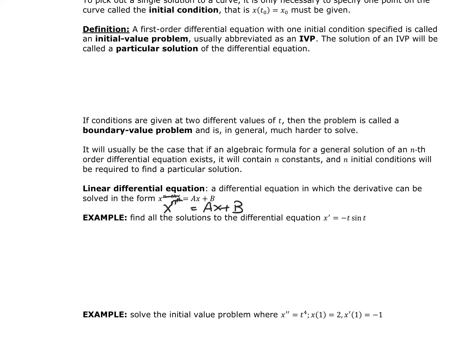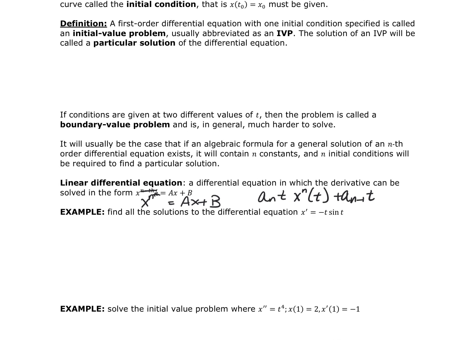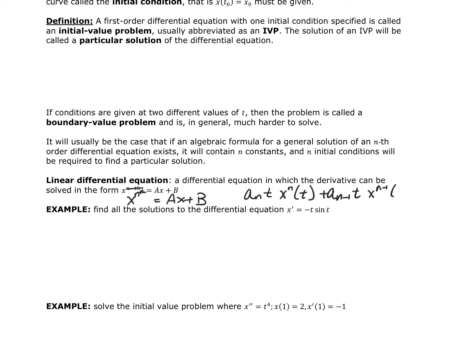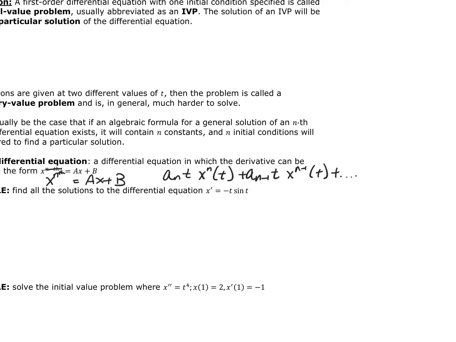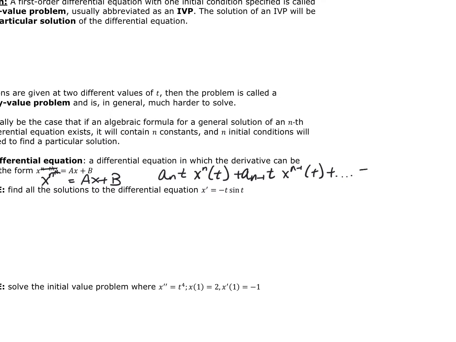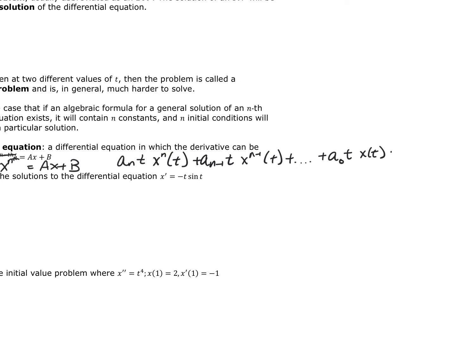So another way you might see this is a sub n of t times x to the nth derivative of t, plus a sub n minus 1 of t times x to the n minus 1 derivative of t, plus dot, dot, dot. And eventually we get down to the very last term, which is a sub naught of t times x of t, there's no derivative on that, which is equal to my function, we'll call it f of t. So this is a linear ordinary differential equation.